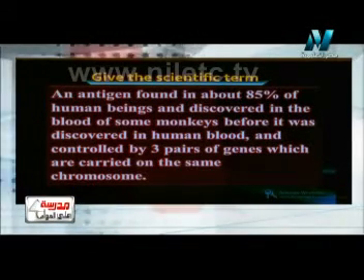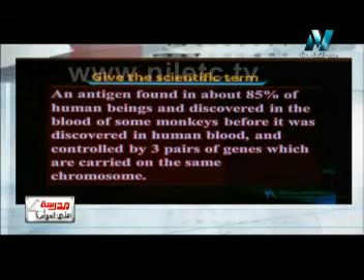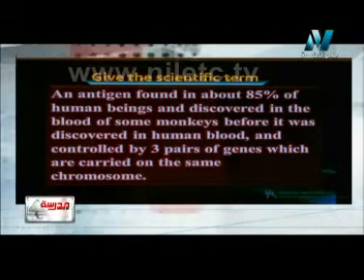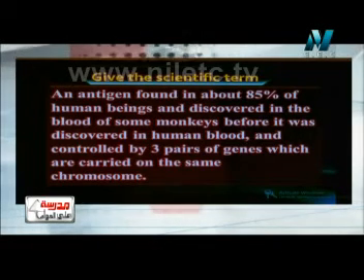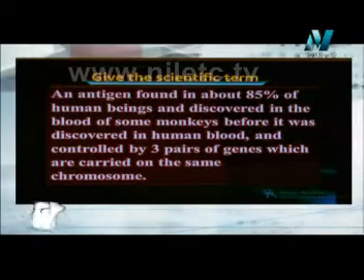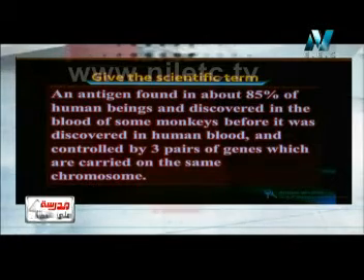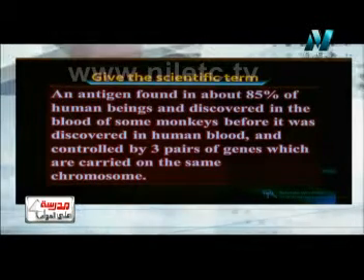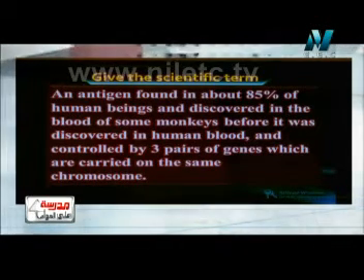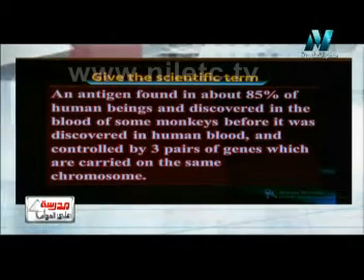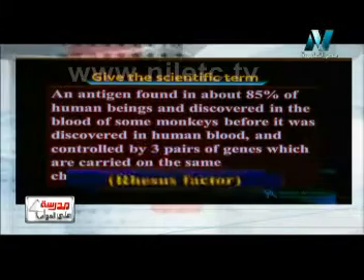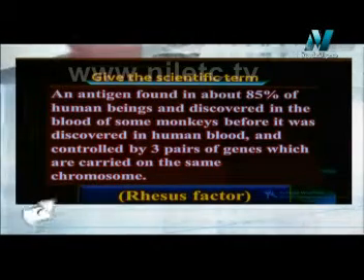The next question. An antigen found in about 85% of human beings, discovered in the blood of some monkeys before it was discovered in human blood, and controlled by three pairs of genes which are carried on the same chromosome. This antigen is not A or B, but the rhesus antigen, or RH factor.